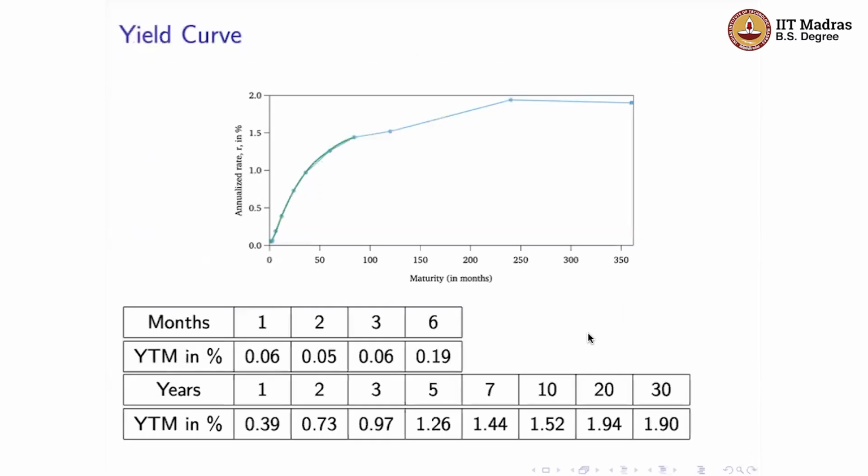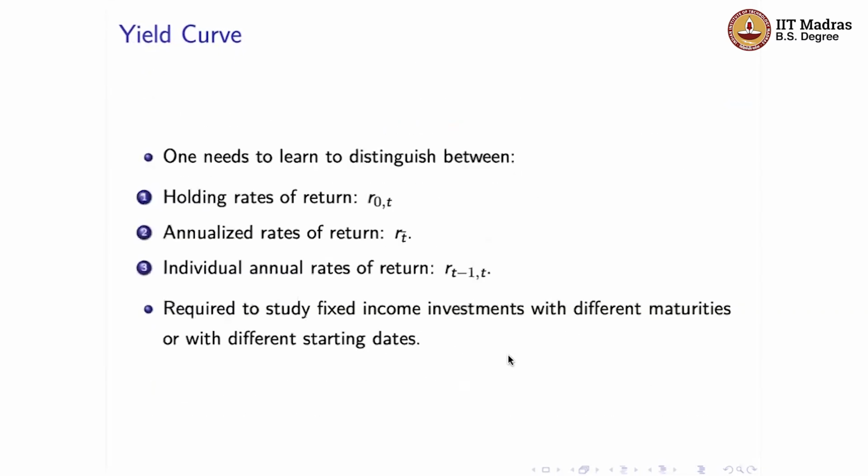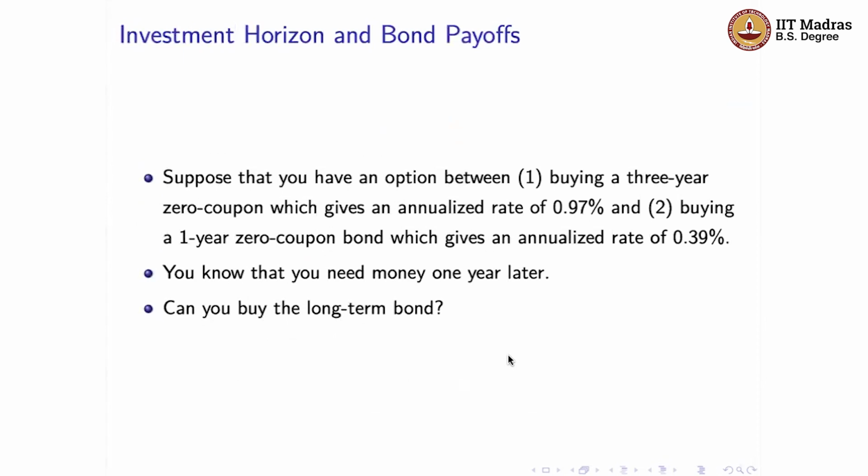We observed from this table that the 1 year bond was offering an annualized interest rate of 0.39 percent, whereas the 3 year bond was offering an annualized rate of 0.97%, a higher rate compared to the 1 year case. Now let's think about the following question. Suppose you have an option of buying a 3 year zero coupon bond, which gives an annualized rate of 0.97%, versus buying a 1 year zero coupon bond, which gives 0.39%. You have to choose only one of the two options. But you also know in advance that you need money 1 year later.